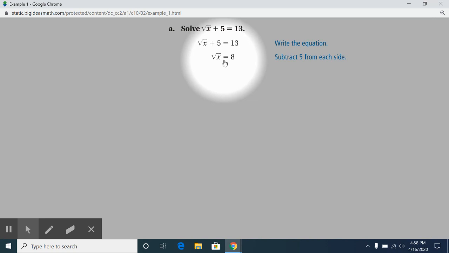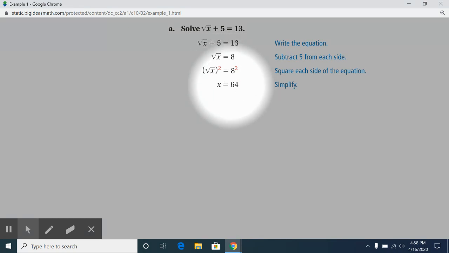Here's what we want to do. Now we've got to get rid of the square root symbol. I just want to know what x is. So we're asking, the square root of what number is 8? We can find that, and we can get rid of the square root symbol, by squaring both sides of the equation. Remember, squaring is the inverse operation of taking the square root. So that's how we get rid of the square root symbol. We're going to square both sides. That's going to give us x equals 64. And that's our answer. The solution is x equals 64.